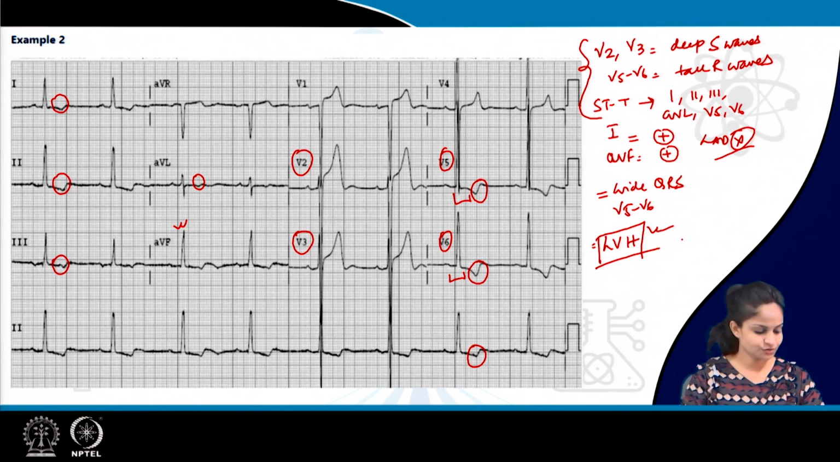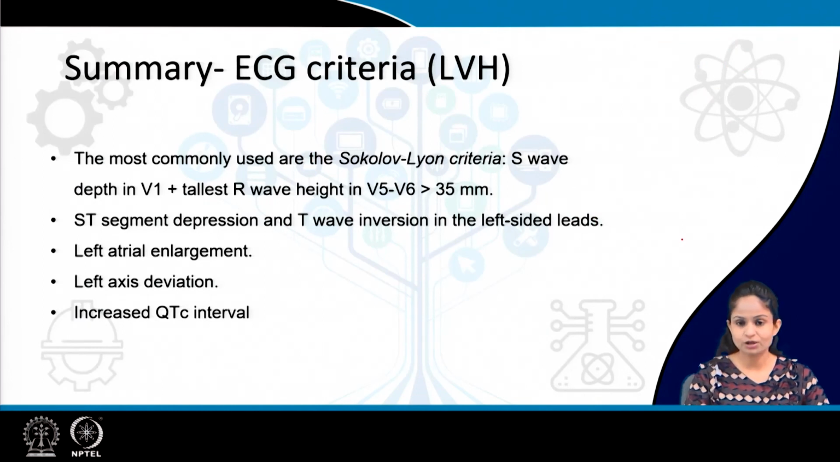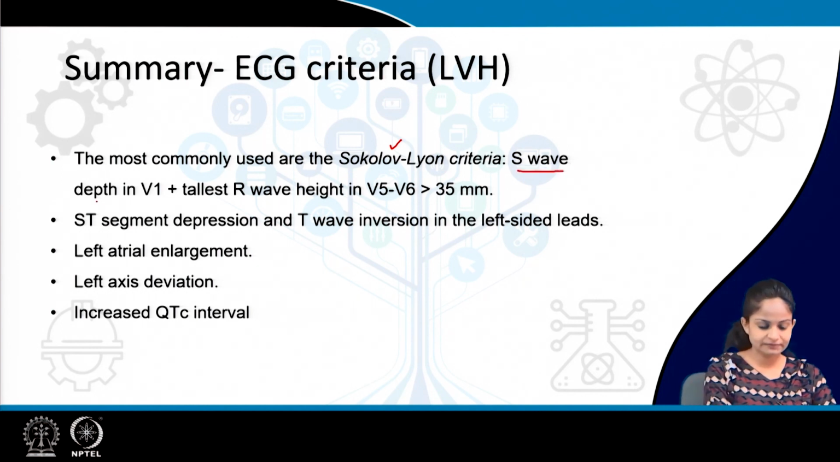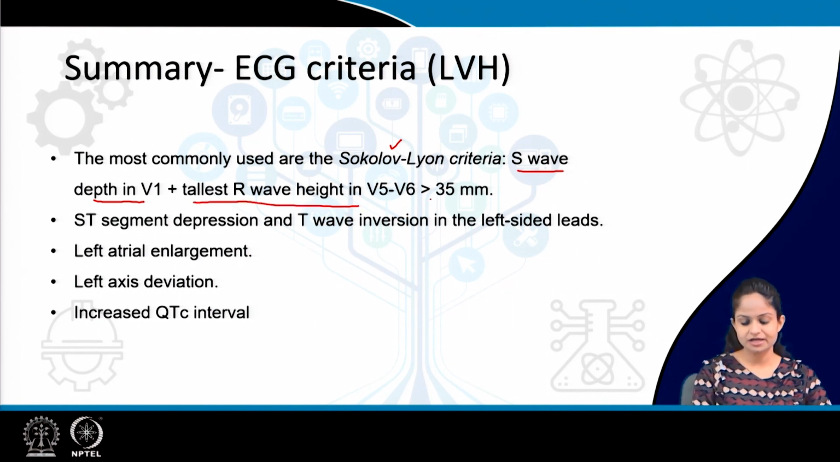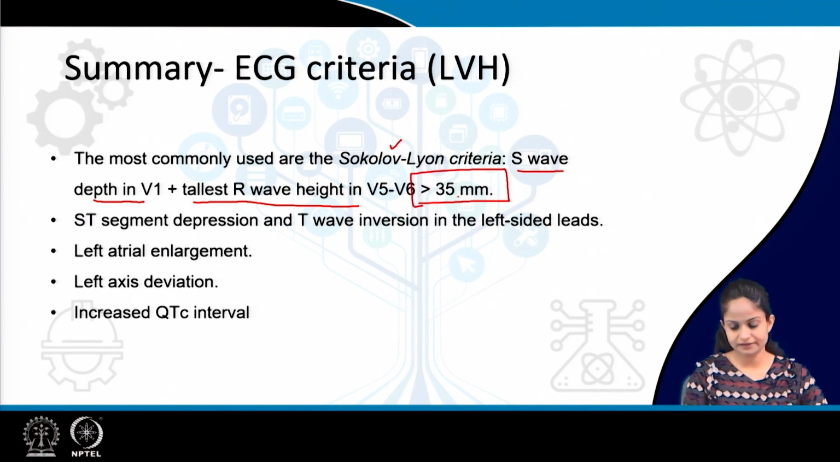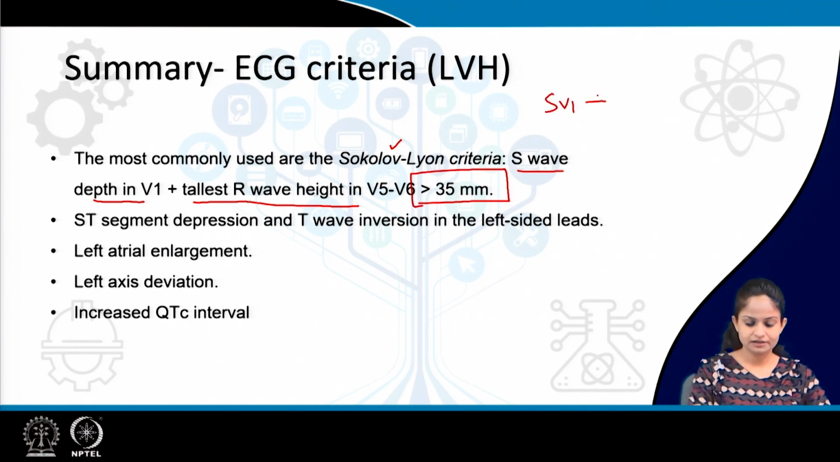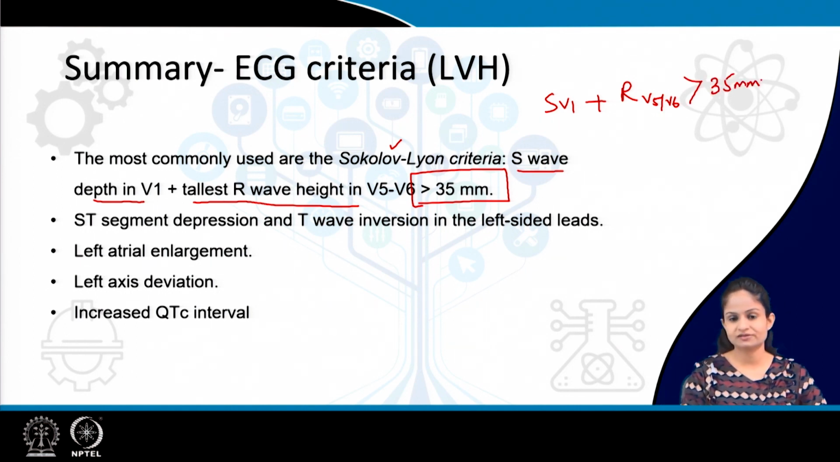So, these are the two very important examples, and this is the way we look at the ECGs. With this, the summary of ECG criteria for left ventricular hypertrophy, which is usually seen in case of hypertension, hypertensive changes. Mainly we use the Sokolow-Lyon criteria, where the S wave depth in V1 plus the tallest R wave height in V5 or V6 should be more than 35 millimeters. This is a very important criterion we use for left ventricular hypertrophy.